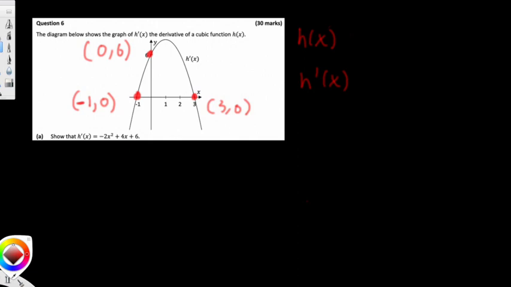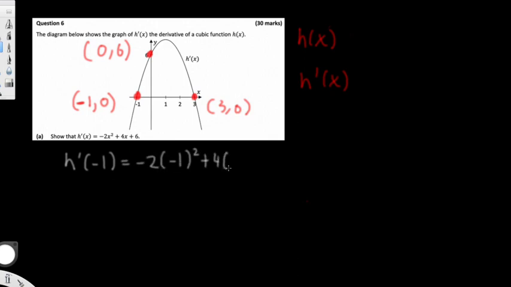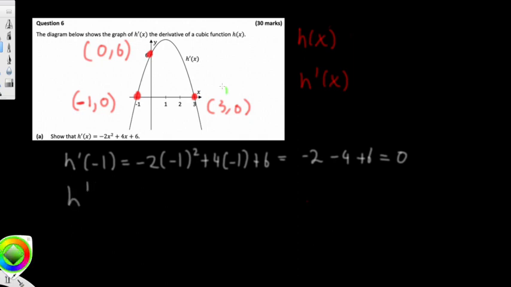So first of all, h prime of minus 1 is equal to minus 2 times minus 1 squared plus 4 times minus 1 plus 6, which is minus 2 minus 4 plus 6, which is equal to 0. So this point here fits that equation. Now the next one, sorry, this point over here.